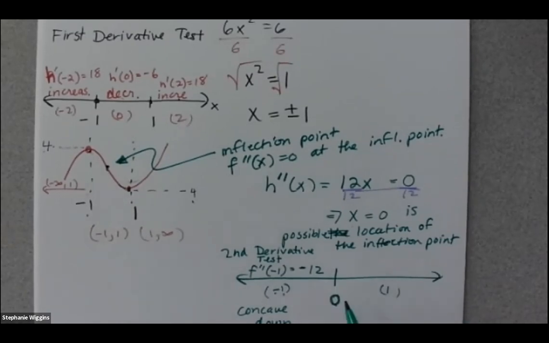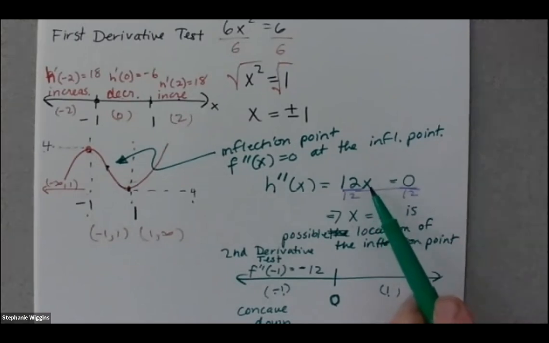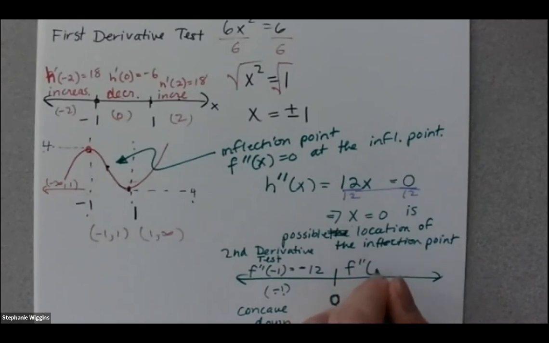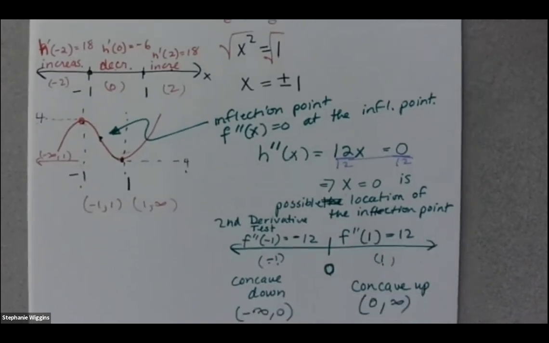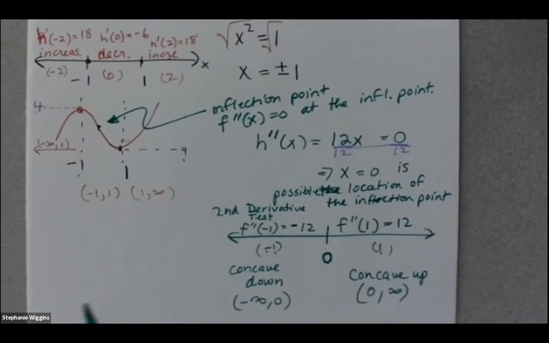And then on the right of 0, we pick a point like 1, plug it into the second derivative, that's 12, that's positive. So here, the second derivative at 1 is 12. Since it's positive, it's concave up, and that's on the interval from 0 to infinity. So if the second derivative is negative, the function is concave down on that interval. If the second derivative is positive, it's concave up.